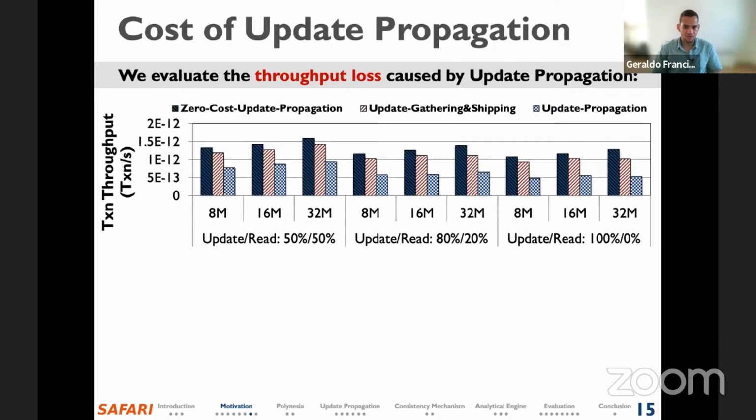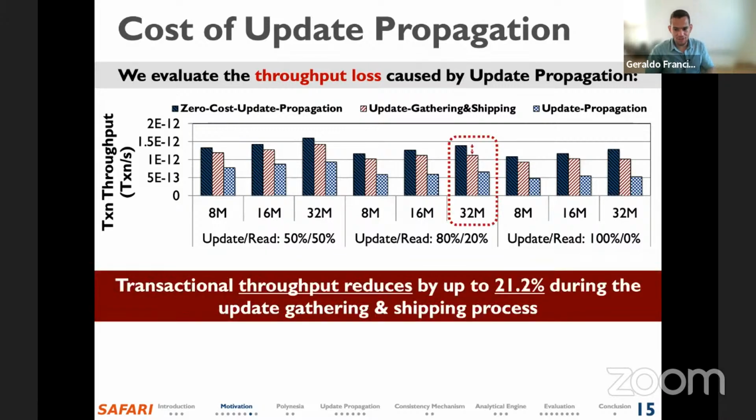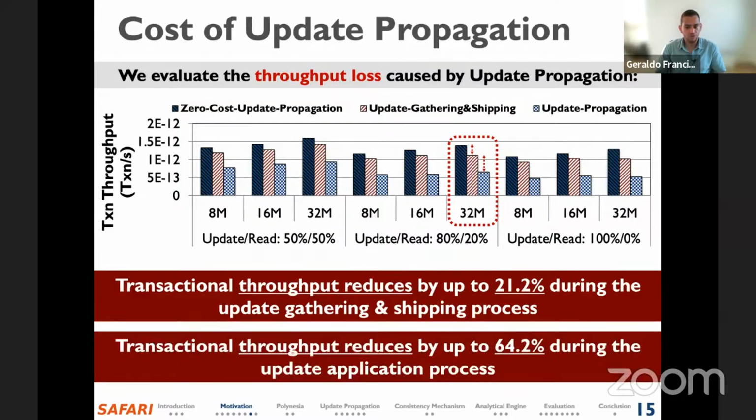So here in this plot, we evaluate the transactional throughput from varying numbers of transactions and also update read ratios. We compare the transactional throughput of a system where the update propagation has zero cost with a system that performs only update gathering and shipping and a system that performs the entire update propagation process. We observe from the figure that the transactional throughput reduces by up to 21.2% during the update gathering and ship process, and further reduces to 42.2% during the update application process.